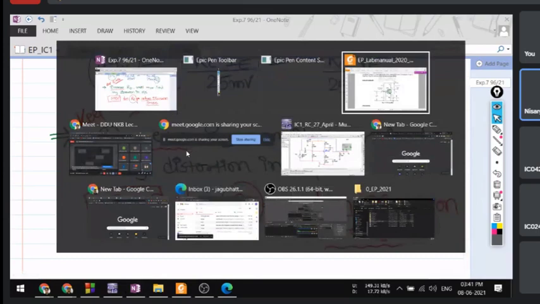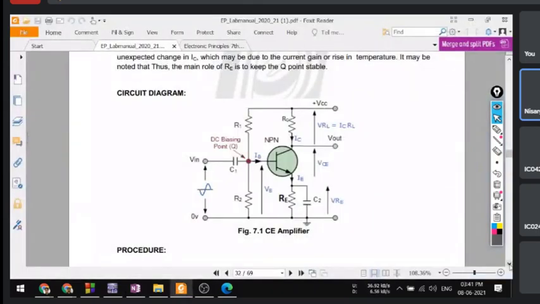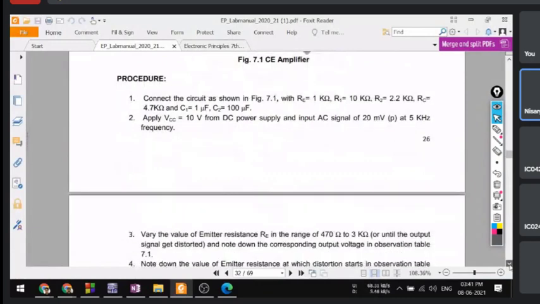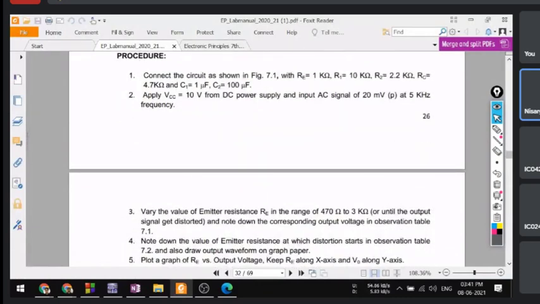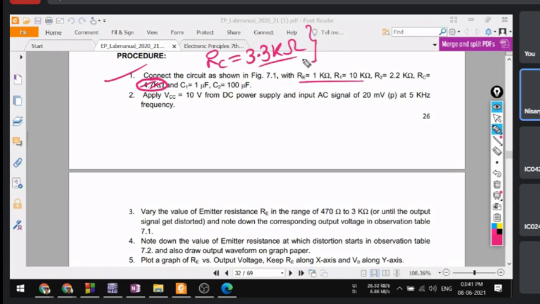So let me tell you, student, what the procedure is. Same experiment. If you read the steps, you can find out. Here it is written to connect the circuit and take these values. But here we will set the Q point in the middle of the load line. So don't use this 4.7K, use RC equal to 3.3K. Use RC 3.3K so that your Q point will be in the center.